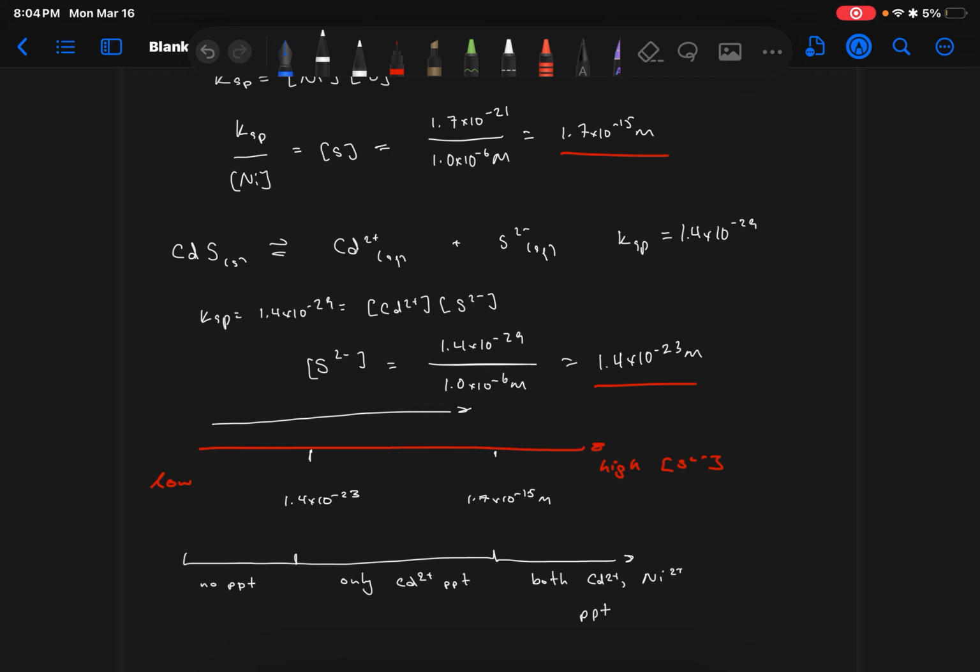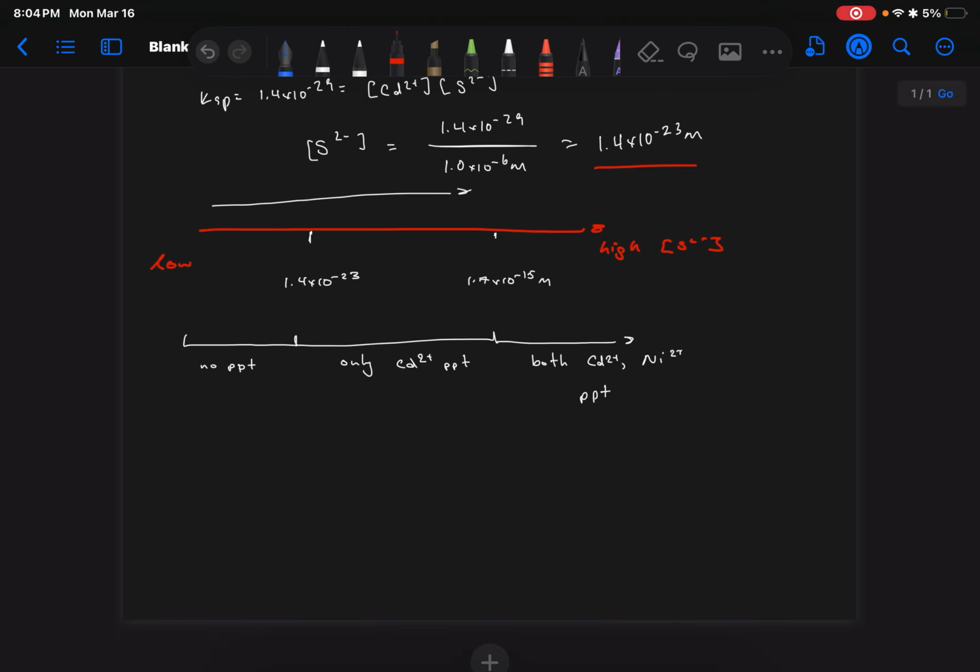As we keep adding more and more sulfide ion, there'll be a specific range where only cadmium will form a precipitate, and then once we reach the threshold for nickel to precipitate, both cadmium and nickel will precipitate together. In the range before cadmium is able to precipitate, no precipitate is formed, which is this region over here. So no precipitate here, only cadmium here, and after that, both.